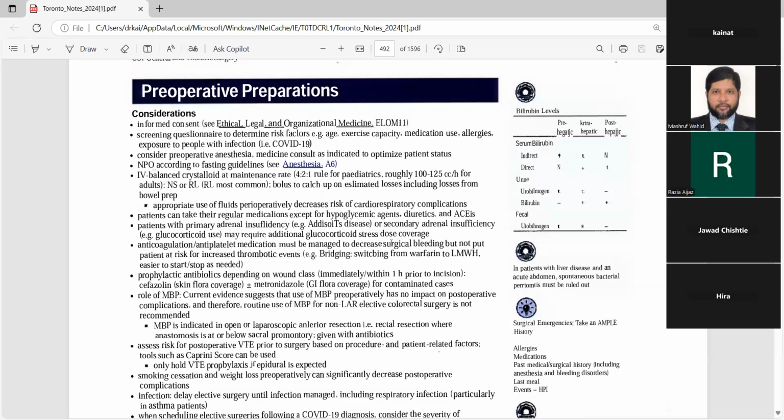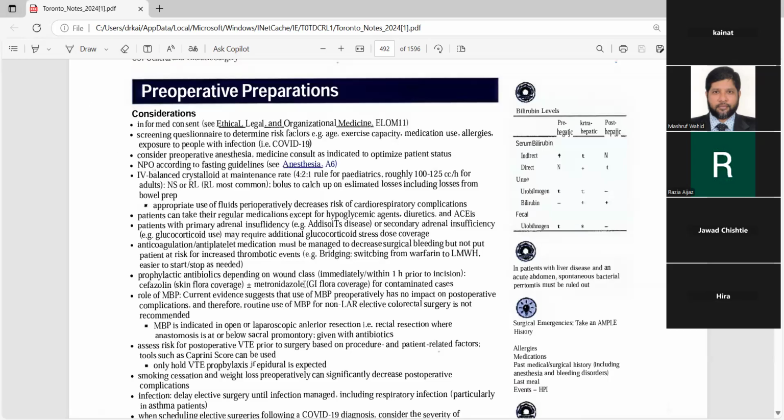Patients with primary adrenal hyperplasia may require an additional corticosteroid stress dose, mainly giving steroid. Then anticoagulants: how you are going to bridge them must be managed to decrease surgical bleeding, but not put the patient at risk of increased thrombotic events. Like bridging from warfarin, if the patient is taking warfarin, it's very common in Canada. We usually give patients warfarin, and a lot of people are taking warfarin. Except for low molecular weight heparin, aspirin and clopidogrel, we don't give these medicines here. Warfarin is given as a blood thinner, so you have to switch to low molecular weight heparin.